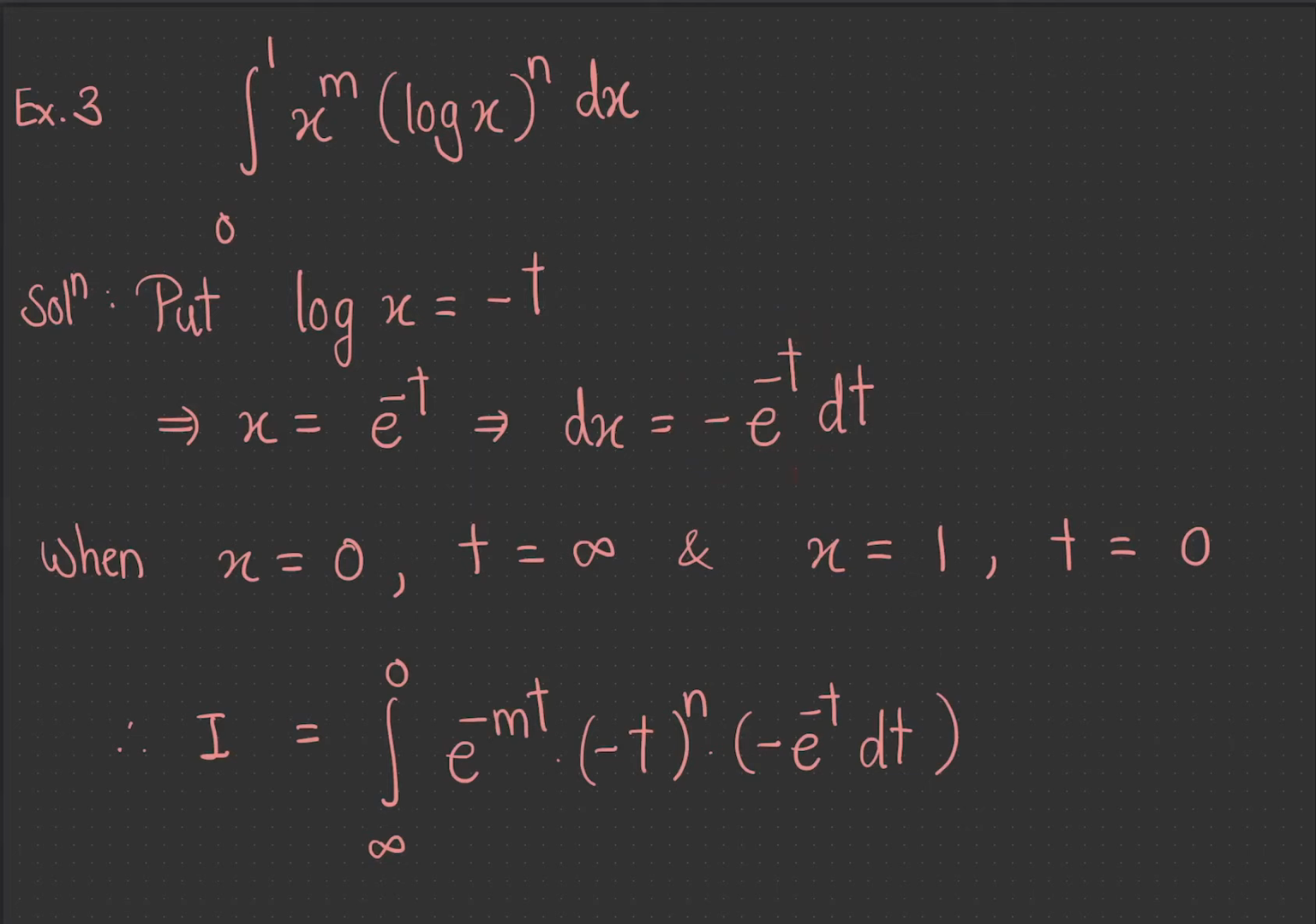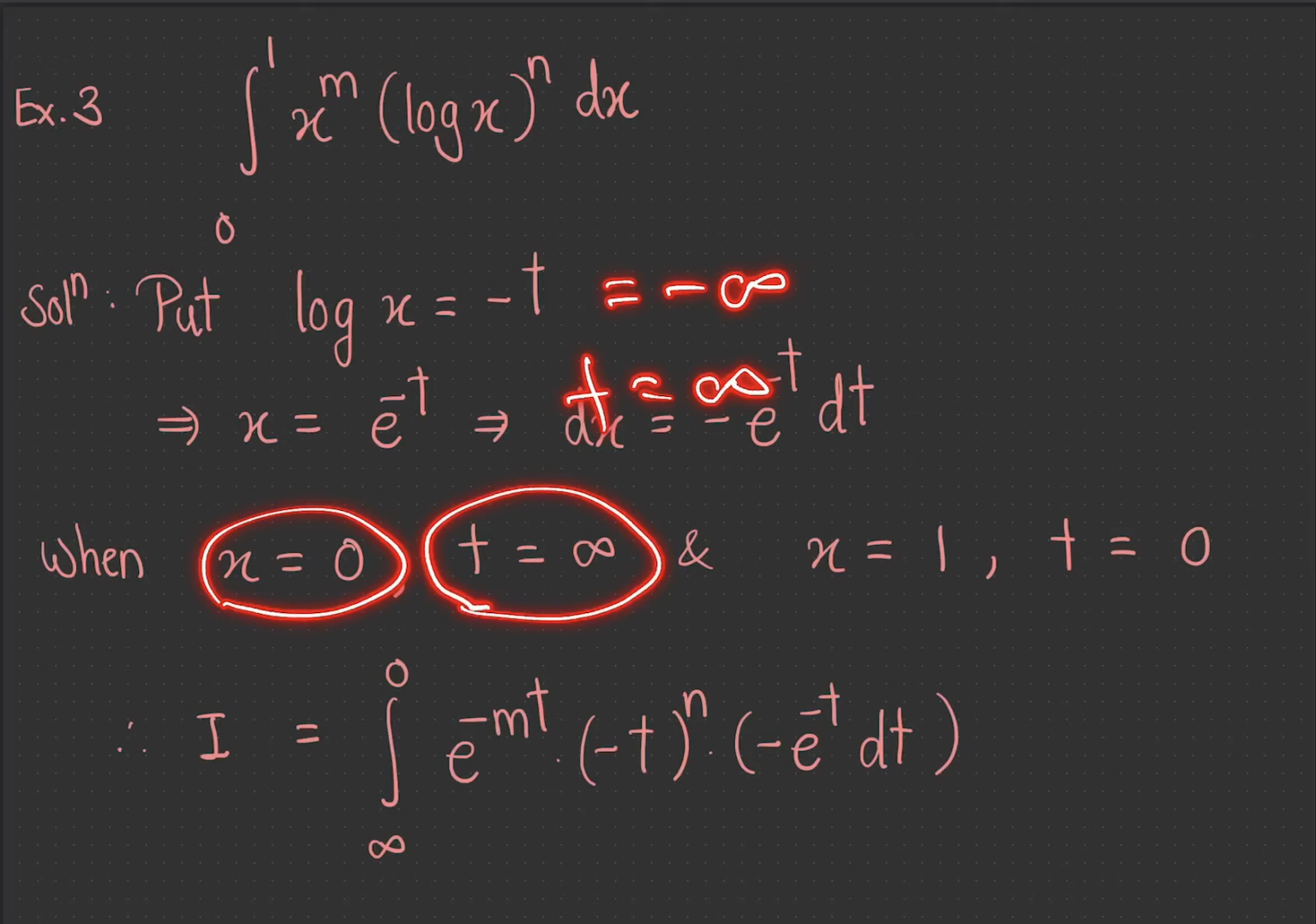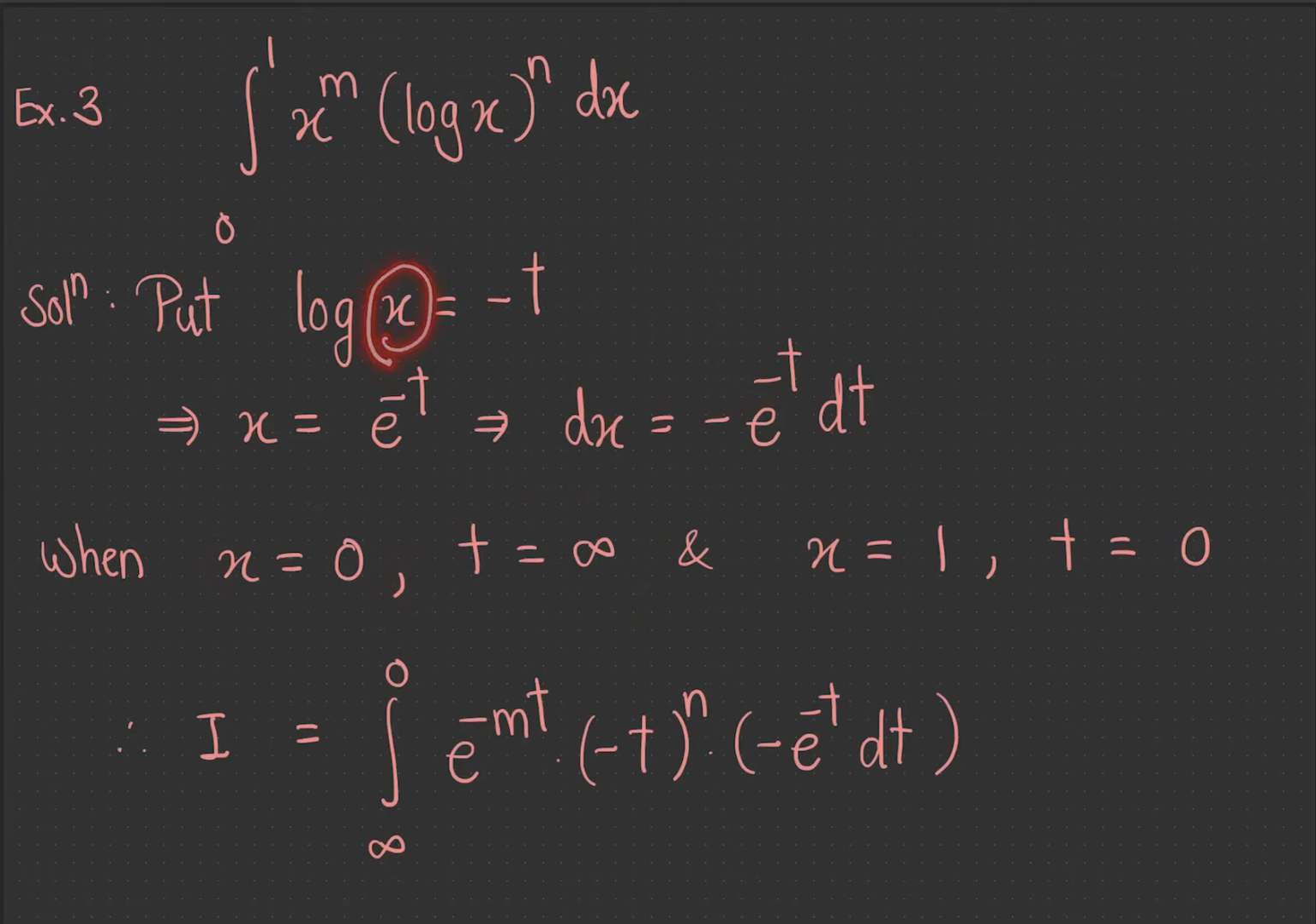Now the limits. We see that when x is 0, log of 0 is minus infinity. So minus t will be minus infinity, so t will be infinity. So when x is 0, t is infinity. And when x is 1, minus t will be log of 1. So log of 1 is 0, so t will be 0. So the limits change from infinity to 0.